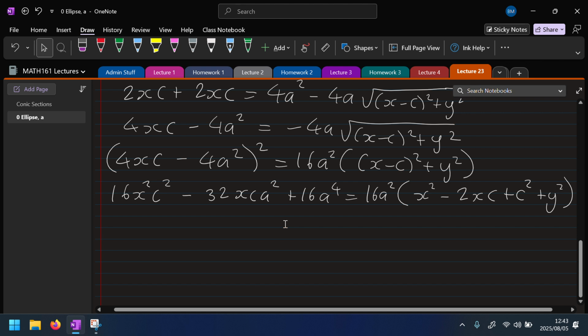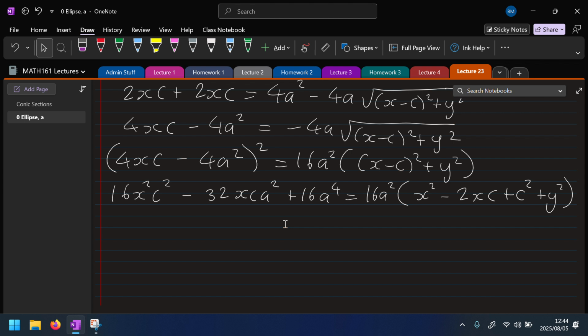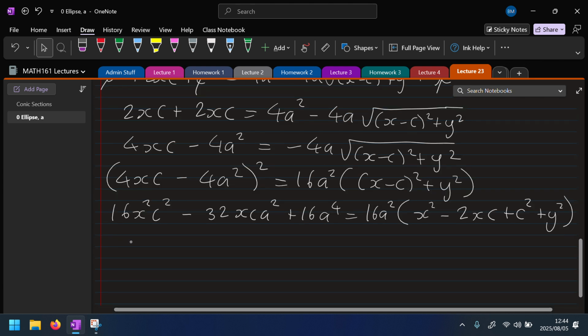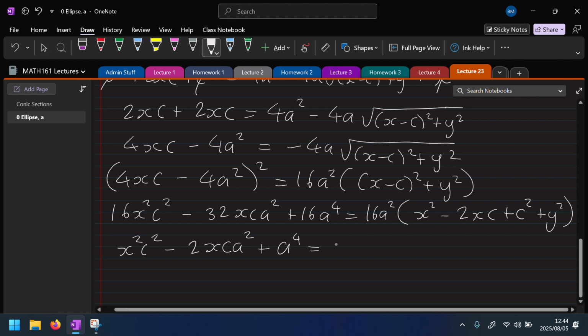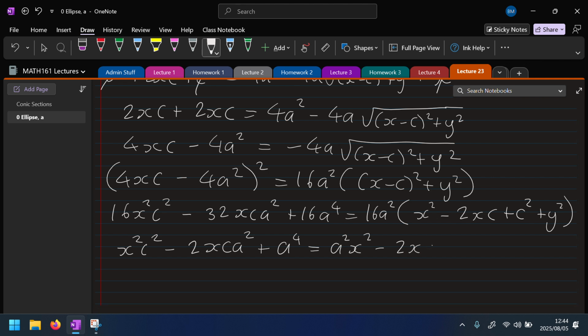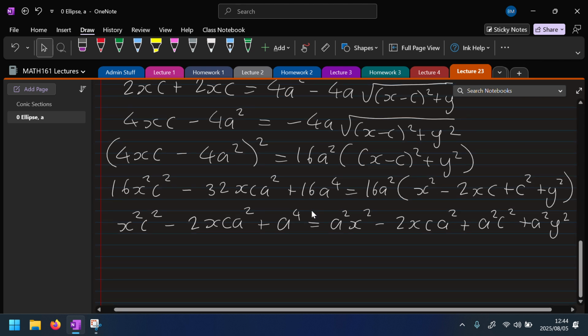Okay. So we're here. Now we got the factors of 16 throughout, so we can cancel those. So we have x squared c squared minus 2x times c times a squared plus a to the 4 is equal to, we just cancel the 16 there. So that will be a squared x squared minus 2x times c times a squared plus a squared c squared plus a squared y squared. Okay, we end up with that.